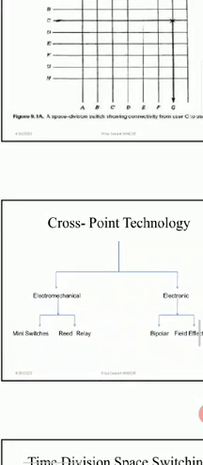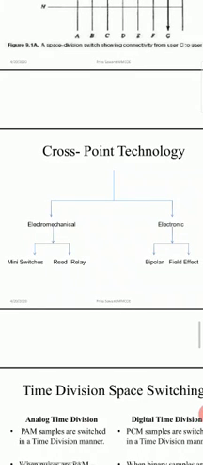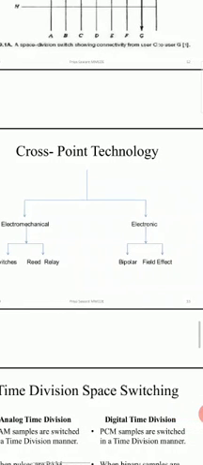Now what are these cross points? There could be two different types of cross points. One is electromechanical cross points and the other is electronic cross points. The electromechanical type has mini switches and reed relays for connectivity, using make and break technology, whereas the electronic type has bipolar transistors or field effect transistors. So comparatively, electronic switching is faster in nature compared to electromechanical switches.